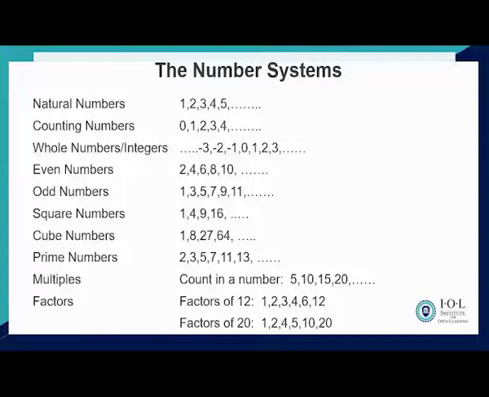Cube with sides 2. Length, breadth, and height 2. Volume: 2 times 2 times 2. Length times breadth times height. That gives you 8. That's how we get the cube numbers.